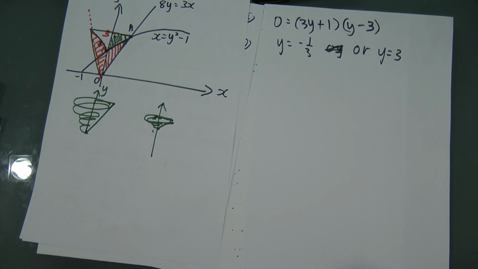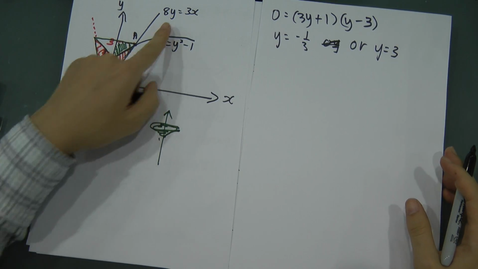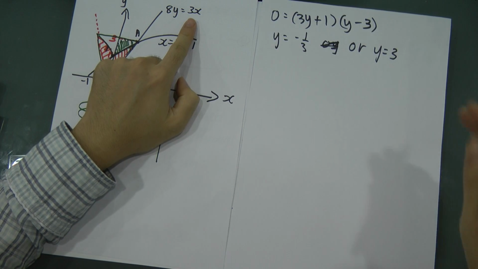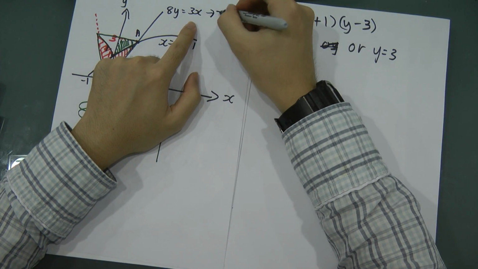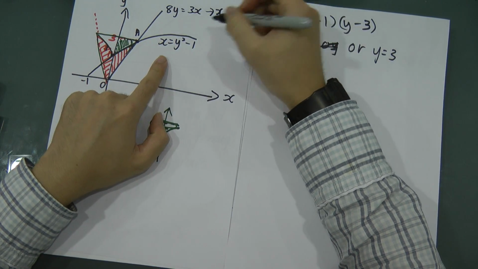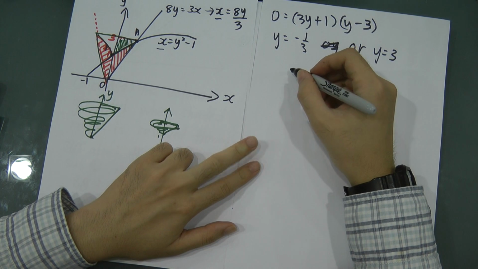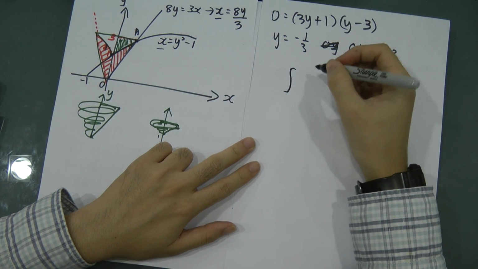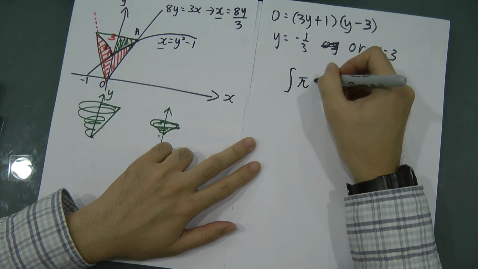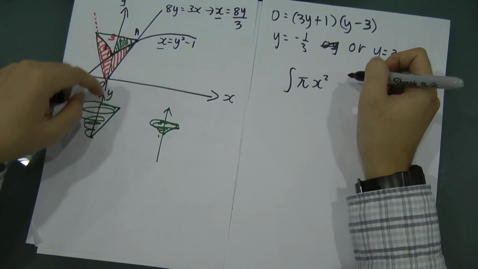Now this part will be slightly difficult. When you want to rotate on the y-axis, remember you have to make x the subject. So I have to change this one to x equals 8y over 3. This one already has x as the subject. Then I start to integrate. The formula for volume is pi x squared.